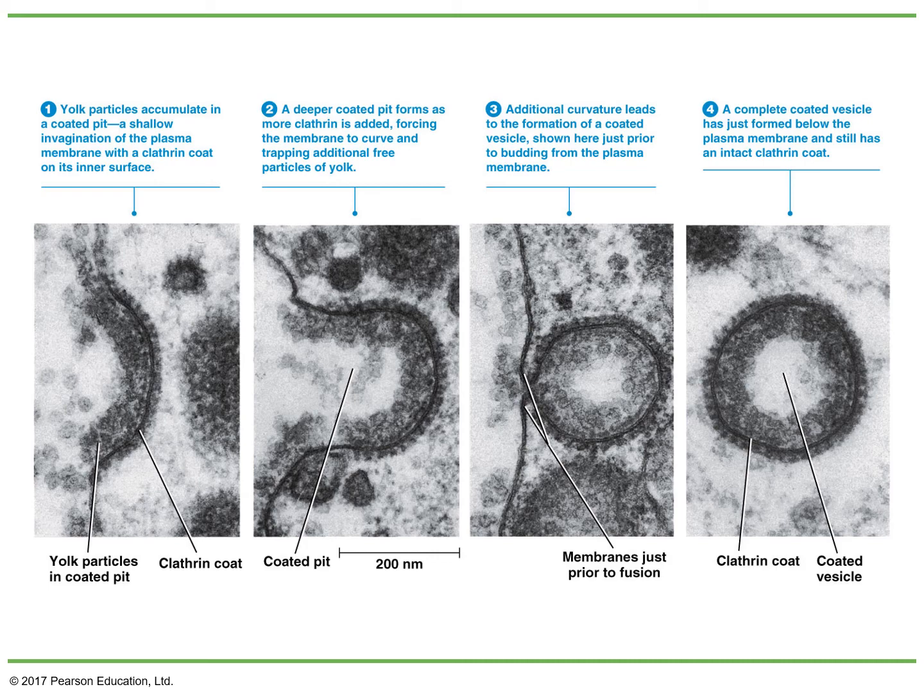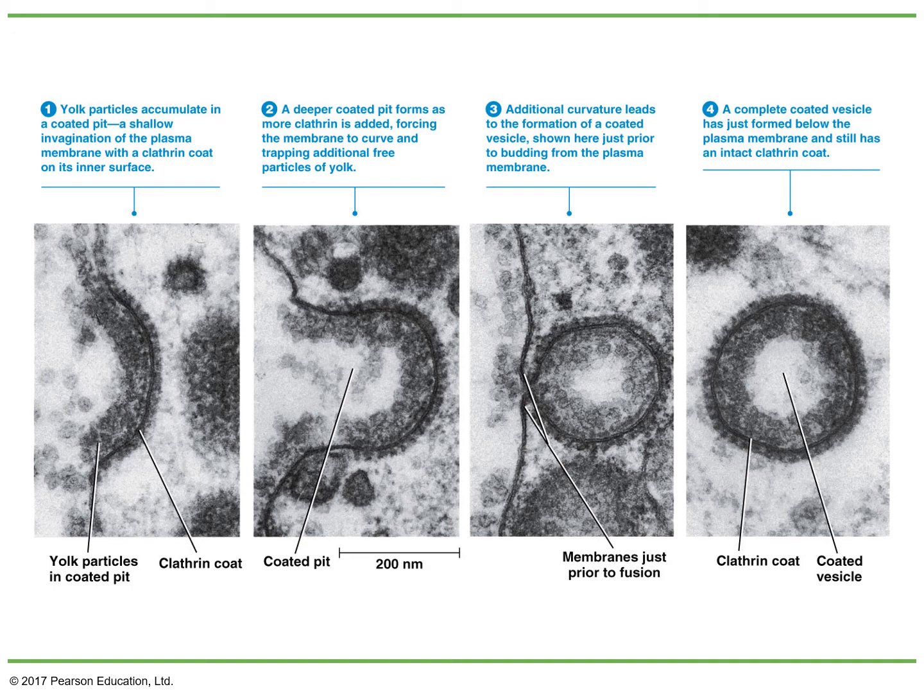Here you will see yolk particles accumulate in a coated pit in step 1, where a shallow invagination of the plasma membrane has a clathrin coat found on its inner surface. In number 2, a deeper coated pit forms as more clathrin is added, forcing the membrane to form a curve and trapping additional free particles of yolk inside.